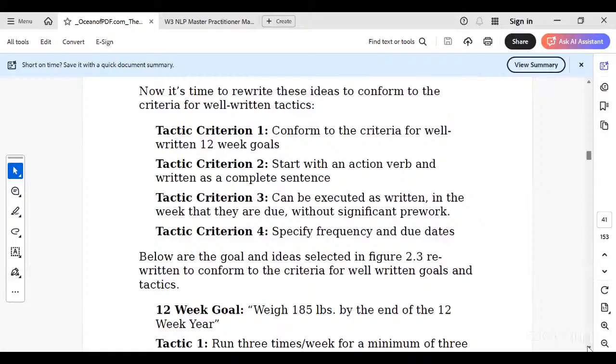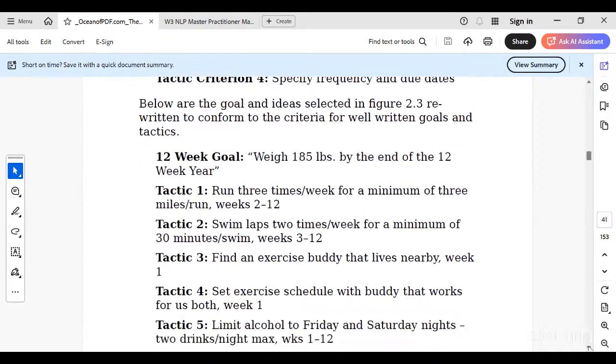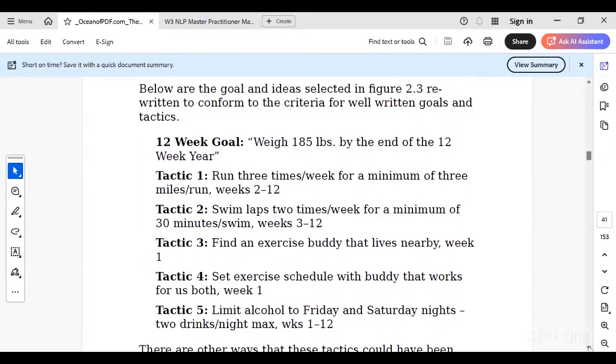12 week goal: weigh 185 pounds by the end of the 12 week year. Tactic 1: run 3 times per week for a minimum of 3 miles per run, weeks 2 to 12. Tactic 2: swim laps 2 times per week for a minimum of 30 minutes per swim, weeks 3 to 12. Tactic 3: find an exercise buddy that lives nearby, week 1. Set exercise schedule with buddy that works for us both, week 1. Tactic 5: limit alcohol to Friday and Saturday nights, two drinks per night max, weeks 1 to 12.